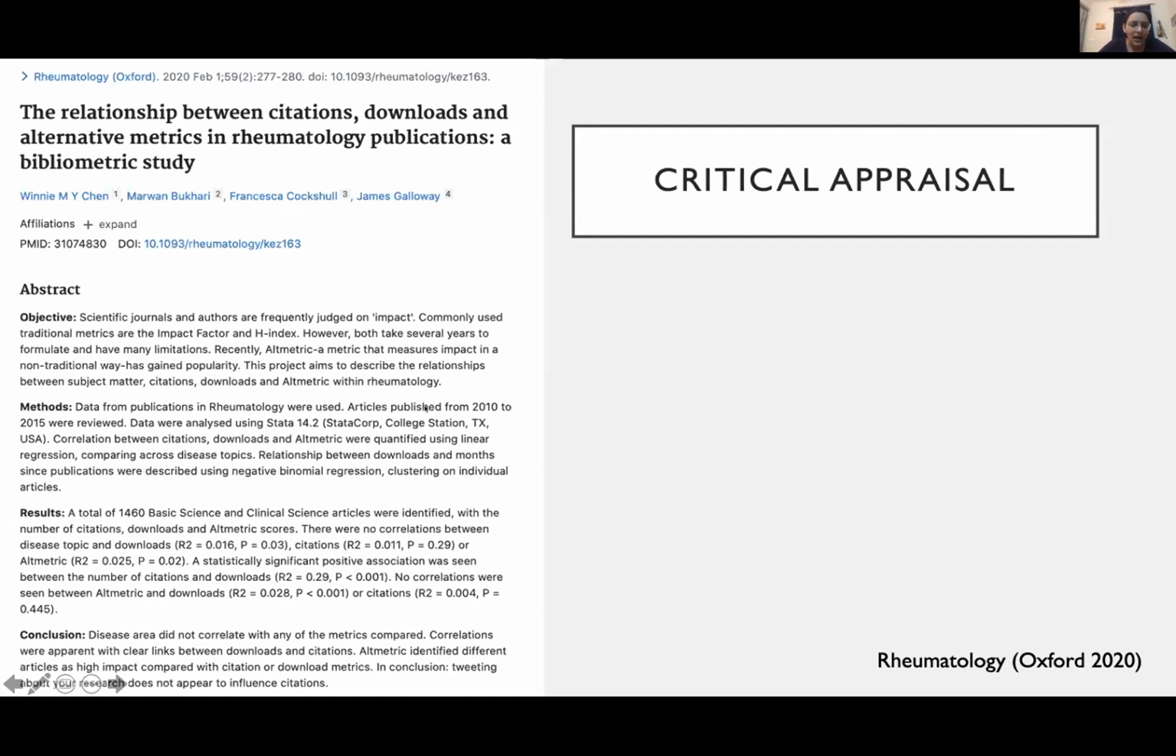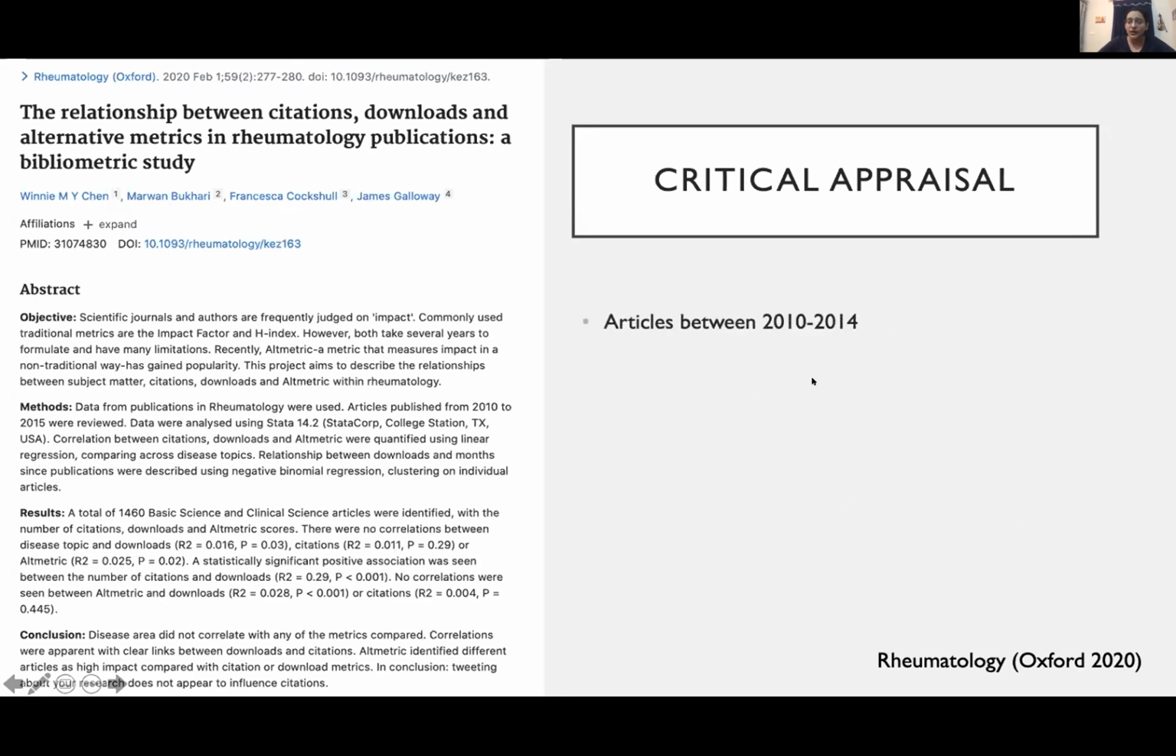They used articles which were published in Rheumatology from 2010 to 2015. And then they took the Altmetric attention score and correlated it with downloads, citations, and Altmetrics. That's it. That's what was done in this paper. Would any of you like to critically look at it? What may be the reason for these results, that there is absolutely no correlation, unlike a few other studies?